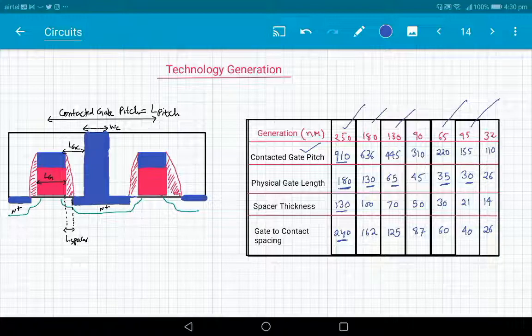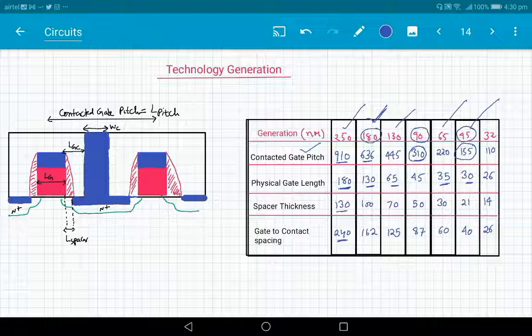Here you can see, for example, we've already seen that when you go from 180 nanometer to 90 nanometer, we go from 636 to 310. So we can clearly see that as you go from 180 to 90, the contacted gate pitch becomes half here. Similarly, as you go from 90 to 45, at 90, contacted gate pitch is 310, and at 45 is 155 here. So again, you can see a factor of 2 here.